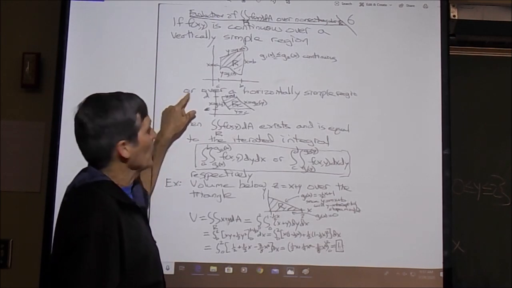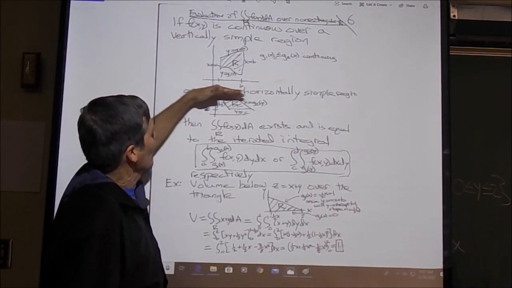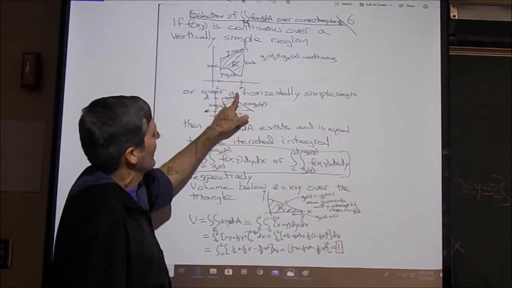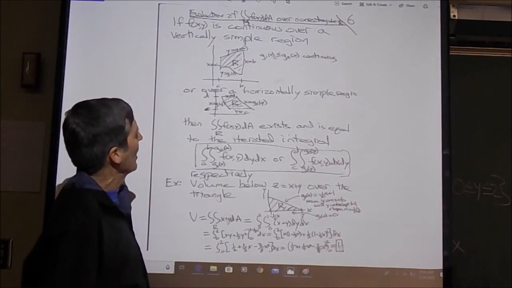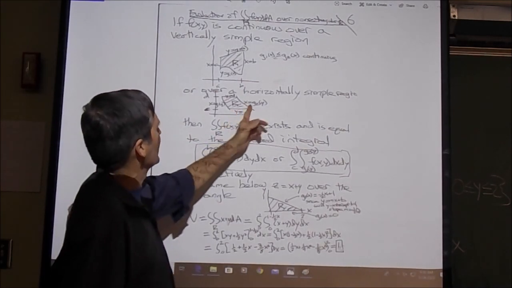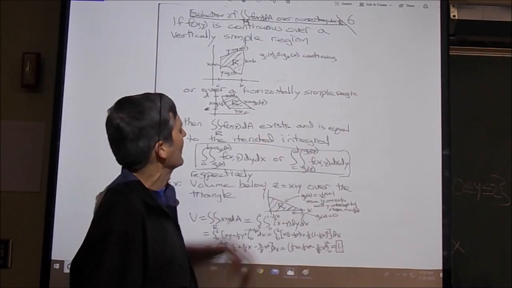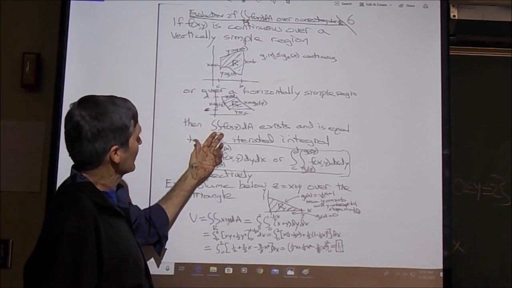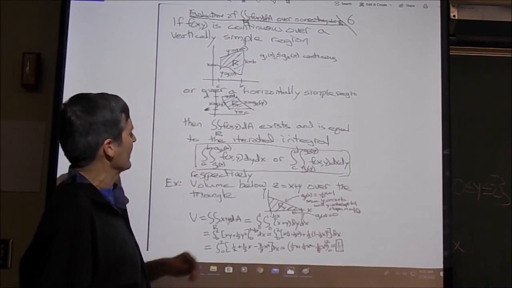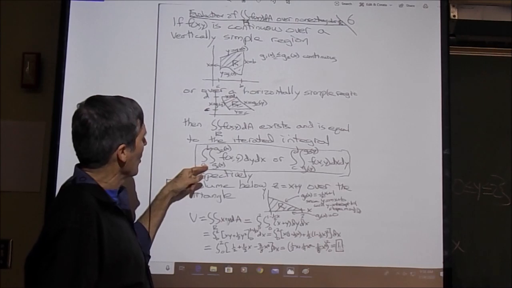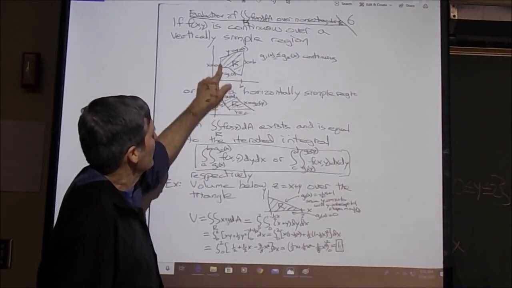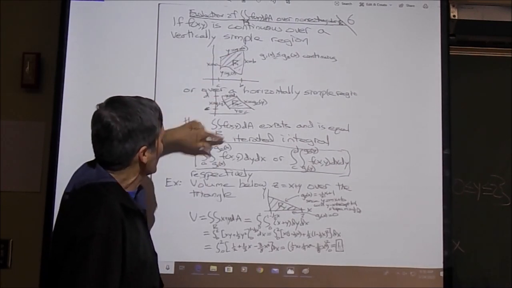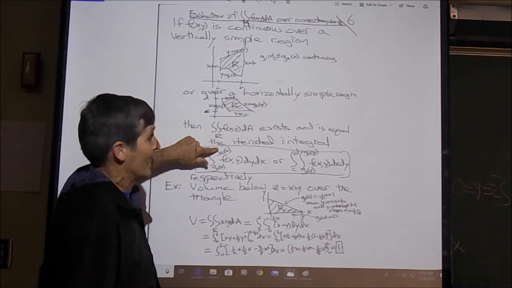Or you can have a horizontally simple region. You have two horizontal lines, y equals c and y equals d, a left curve, x equals g1 of y, and x equals g2 of y, and a region with g1 of y less than or equal to g2 of y, continuous. Then the double integral exists and is equal to the iterated integral, where in the first case x goes from a to b between the vertical lines, but y goes between the bottom function g1 of x and the top function g2 of x, two functions of x.